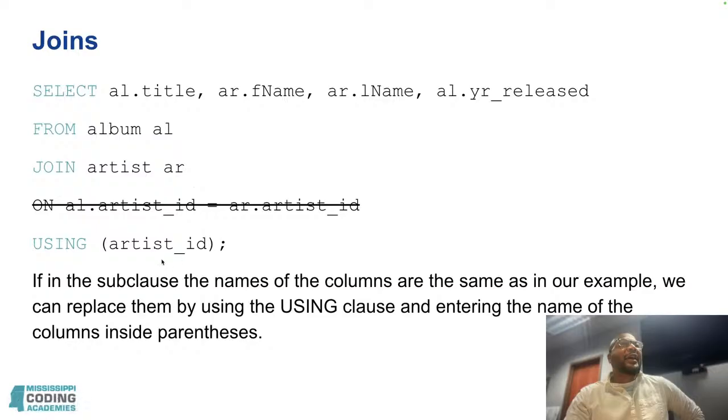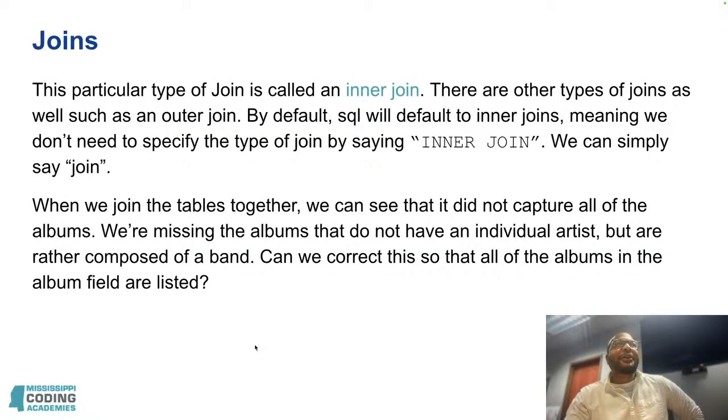But remember, you can see here again, if the name of the field or column is the same for both tables, or however many tables, we can use USING and then in parentheses just the name of the column, as opposed to saying ON table dot field is equal to table dot field. So it just makes it a little easier for us to read.